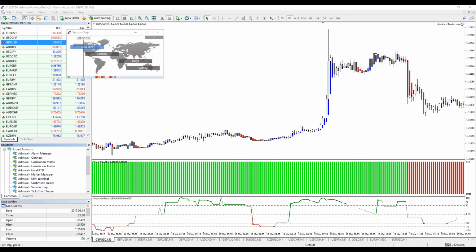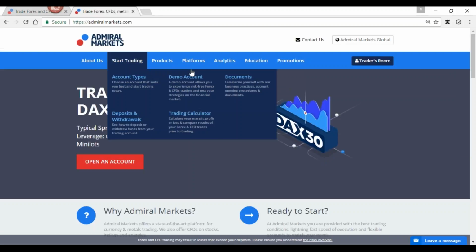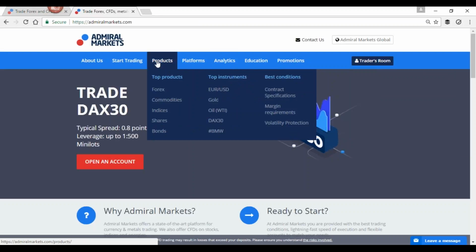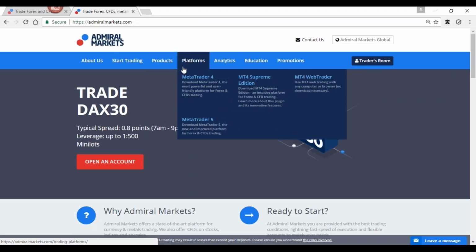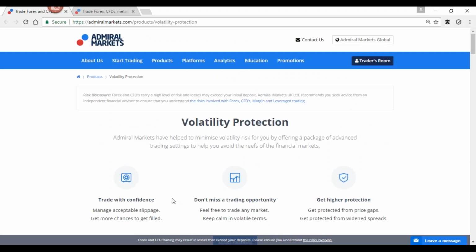So first of all, you can go to the website admiralmarkets.com. Let me show you. You can click on products and you'll see volatility protection. It is basically something that helps your trading and gives you some options, and I'm going to show you right now. You can see it as a combination with MetaTrader 4 Supreme Edition, basically. So when you click on that, you'll see this volatility protection.